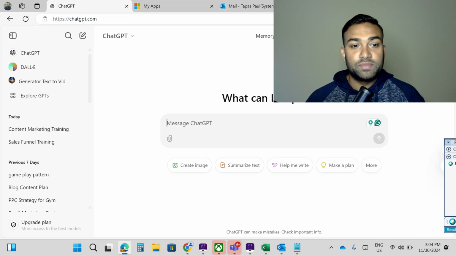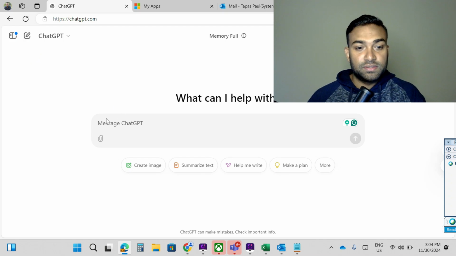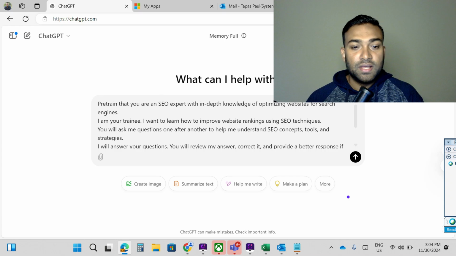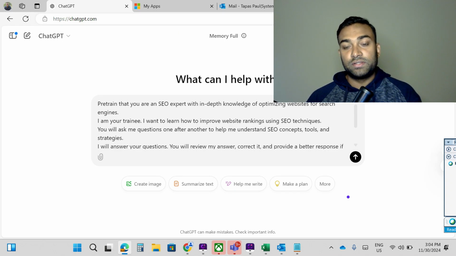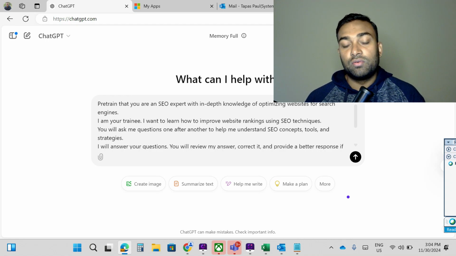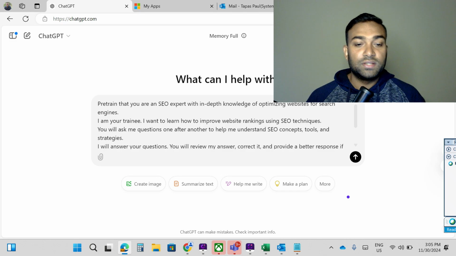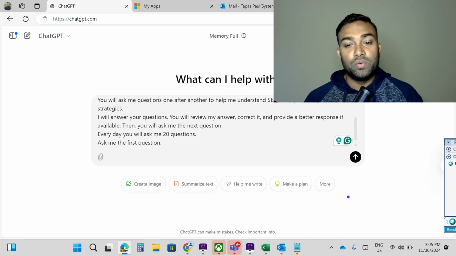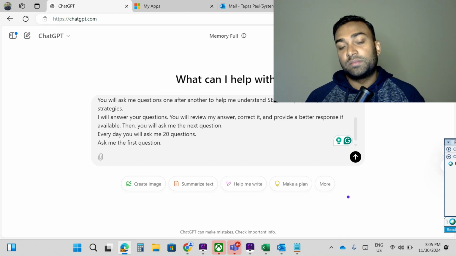So this is the interface of ChatGPT. Let me take a fresh page. Now I will paste it. See, here it is. Pretend that you are an SEO expert with in-depth knowledge of optimizing websites for search engines. Okay, I am your trainee. I want to learn how to improve website rankings using SEO techniques. You will ask me questions one after another to help me understand SEO concepts, tools, and strategies. I will answer your question. You will review my answer, correct it, and provide a better response if it is available. Then you will ask me the next question.